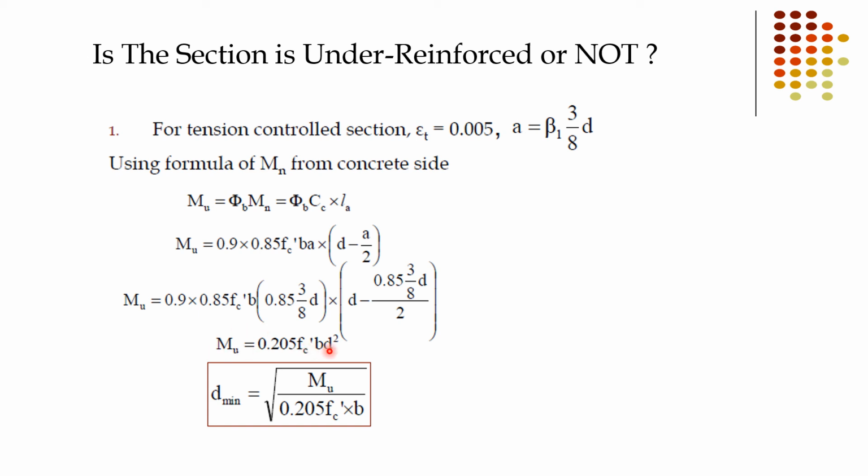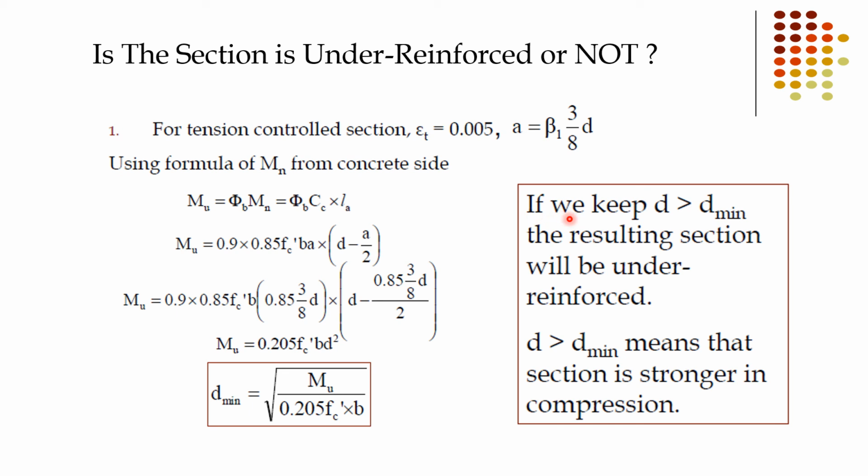Okay, here you will take all the values on the other side and solve for d. This d minimum is the minimum effective depth required for an under reinforced section. If your section has a d value greater than this d minimum, then your section is under reinforced. If we keep our effective depth of section greater than d minimum, the resulting section will be under reinforced.